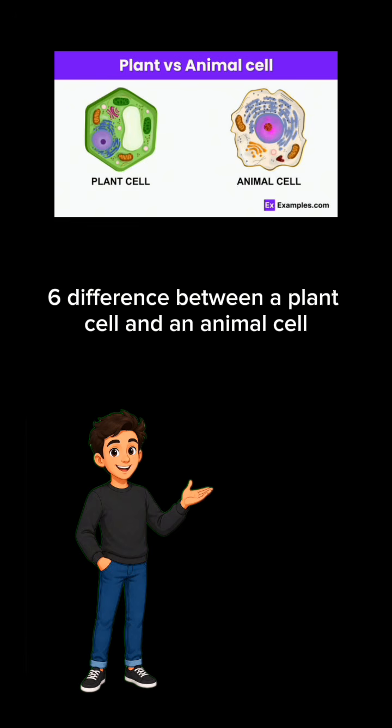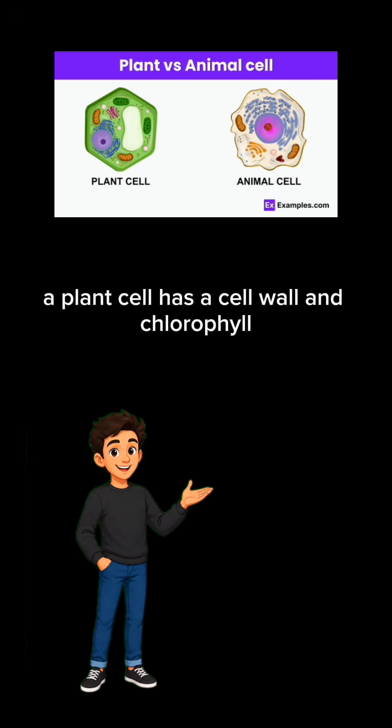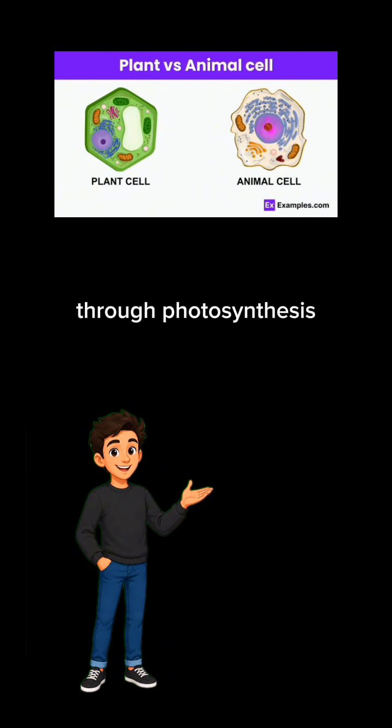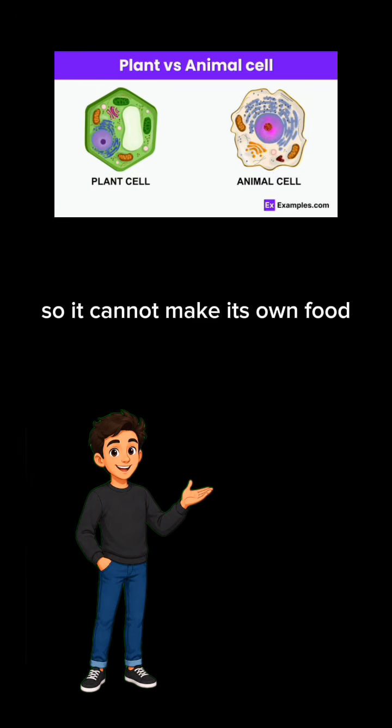6. Difference between a plant cell and an animal cell. Plant and animal cells have important differences. A plant cell has a cell wall and chloroplasts, allowing it to produce its own food through photosynthesis. An animal cell has neither a cell wall nor chloroplasts, so it cannot make its own food.